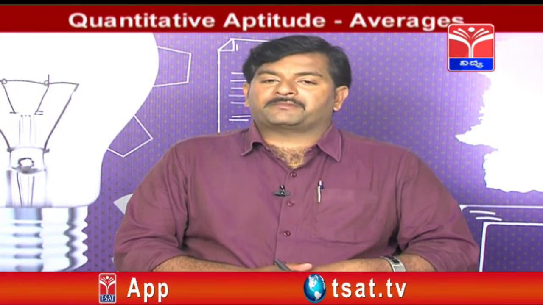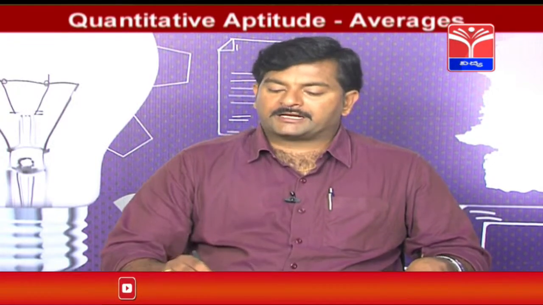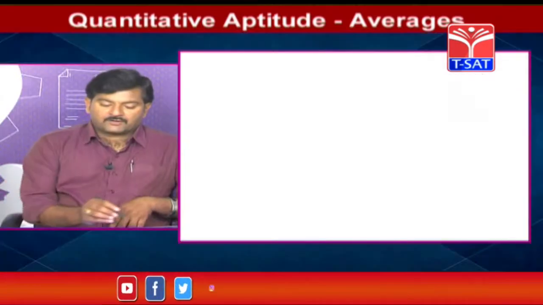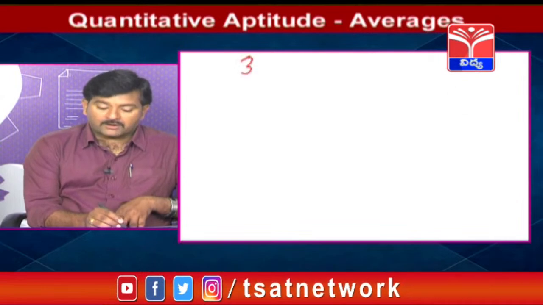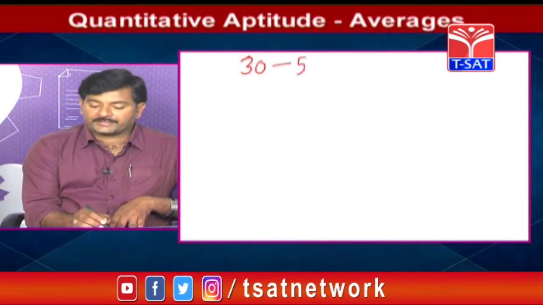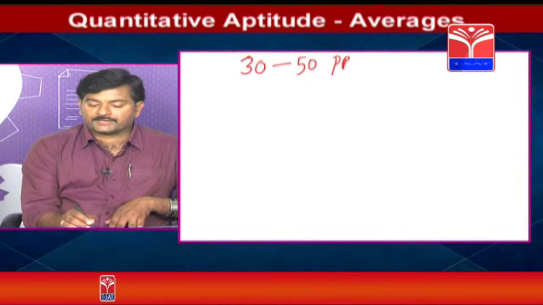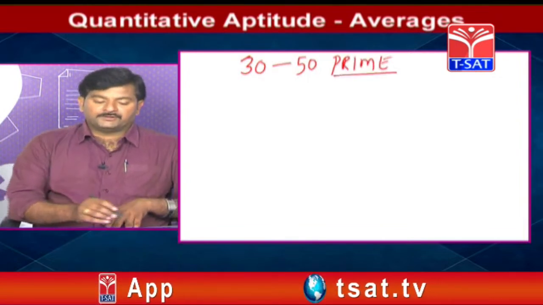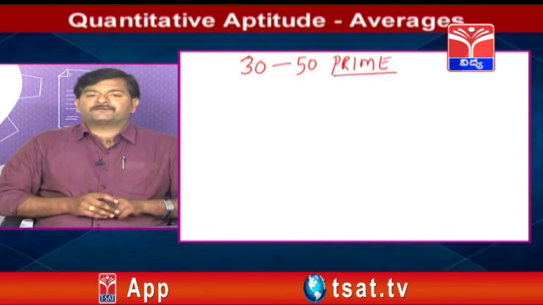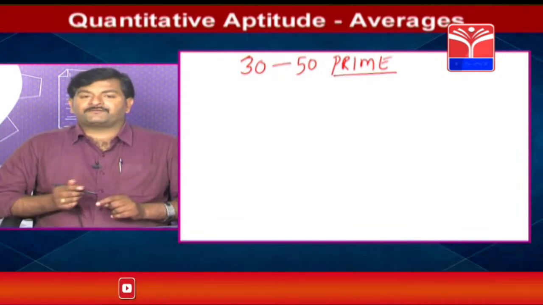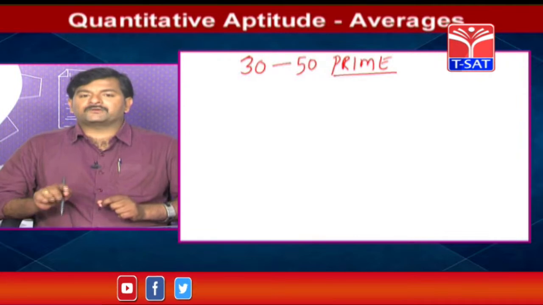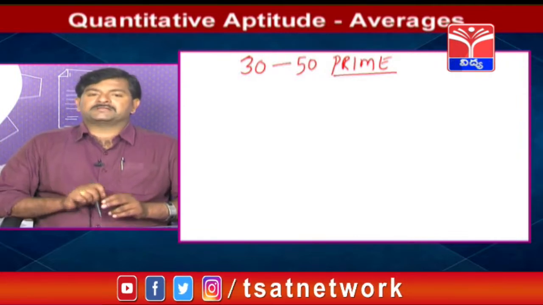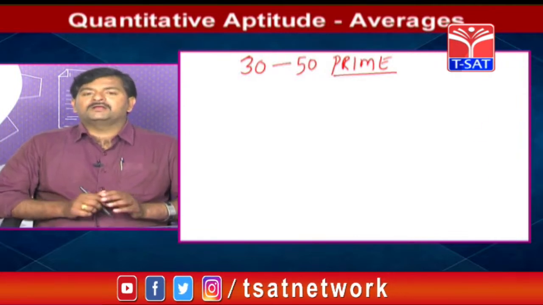Average of all prime numbers between 30 and 50. What we have to do is list out all the prime numbers from 30 to 50. We know that from 1 to 50 we have 15 prime numbers, from 50 to 100 we have 10 prime numbers, hence from 1 to 100 in total we have 25 prime numbers.